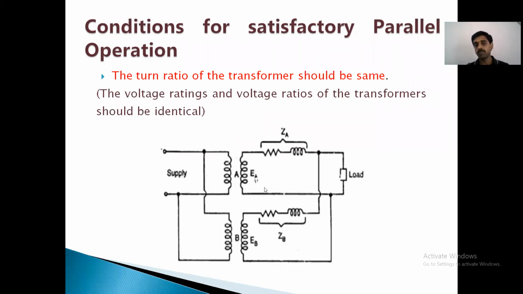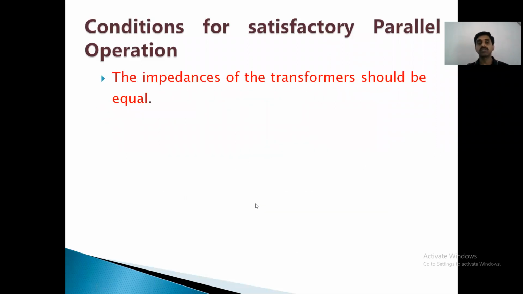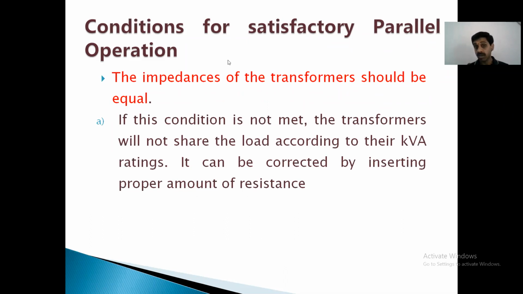So you can see this picture, we have already seen. So conditions for satisfactory operation: impedances should be same. The condition is not met. If the impedance is not same, then what happens? Transformers will not share the load according to their kVA ratings. Normally, transformers depend upon the kVA rating. They should share the load. Higher kVA, they have to share more load. Low kVA, they have to share less load. If the impedances are not the same, then they cannot share the load according to kVA ratings.